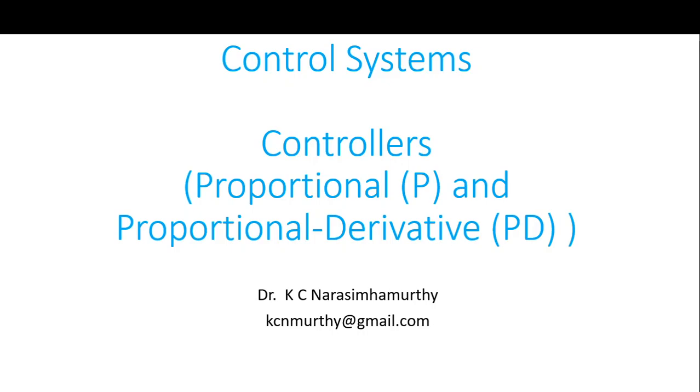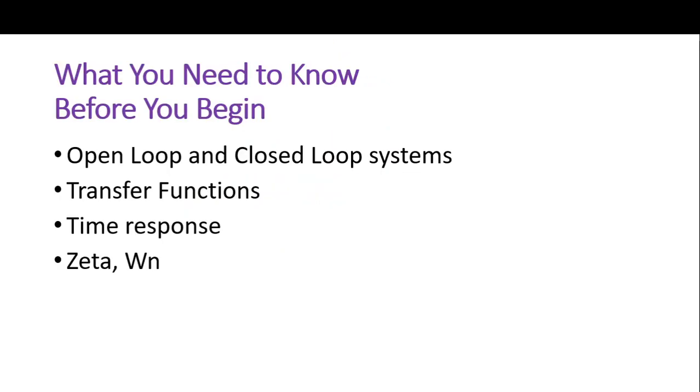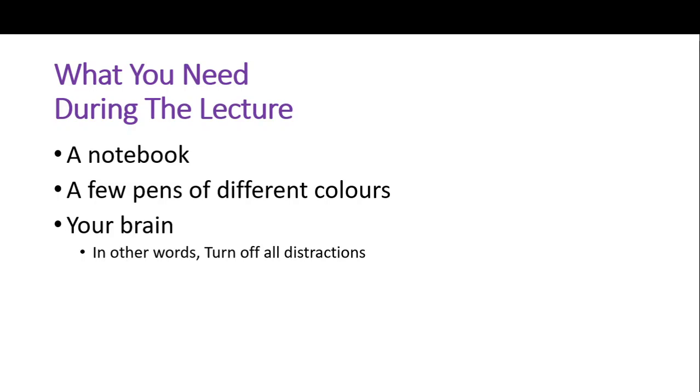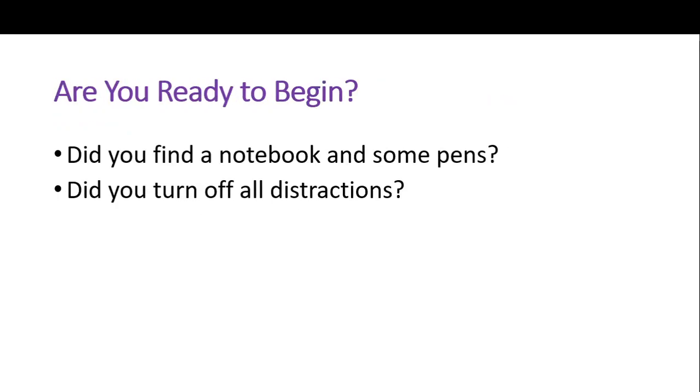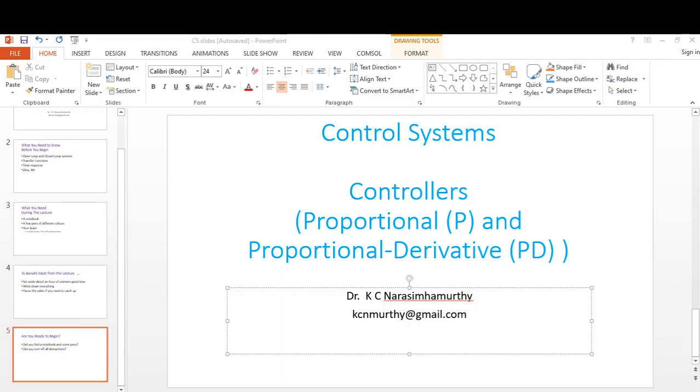Let us see the prerequisites. You should know open loop and closed loop transfer functions, and you should know the time response of a system, especially how to find the value of zeta, that is damping factor, and the oscillating frequency omega n. Of course, these usual things. Okay, now let us start with the analysis.